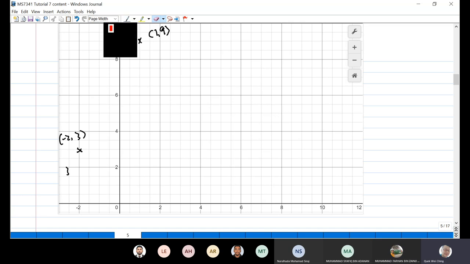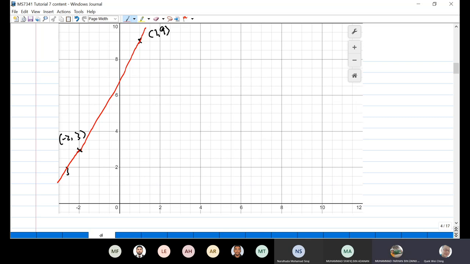I want to use the red color one. So join to here. Okay, they extend. So you draw a straight line. y equals mx plus c is a straight line. Two points together, you get a straight line already. So this is how you get the graph of the straight line.